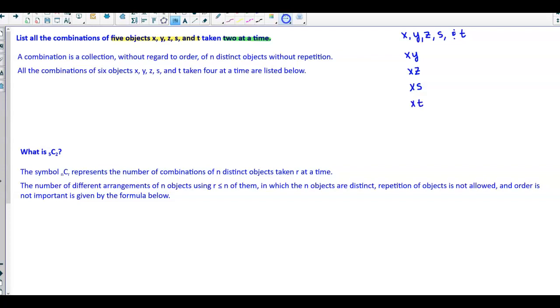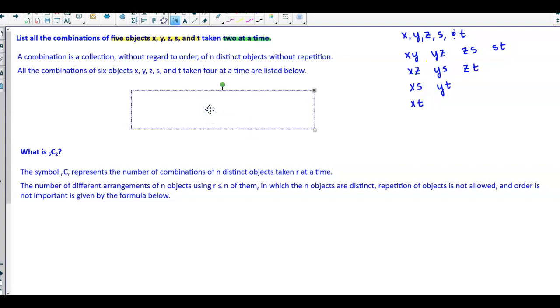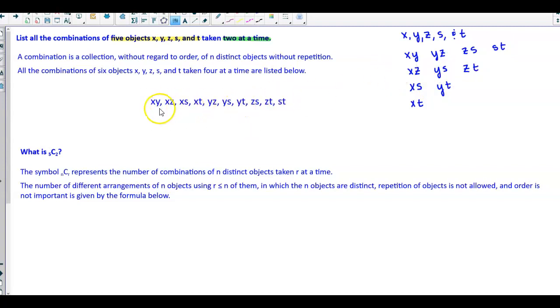And now we're going to start with y. Now we're going to go from yz to ys, and then to yt. And then we're going to have zs, and then we're going to have zt, and then we're going to have st. So the combinations we have are 1, 2, 3, 4, 5, 6, 7, 8, 9, 10. So if we look here, they are all listed here. xy, xz, xs, xt, yz, ys, yt, zs, zt, and st.